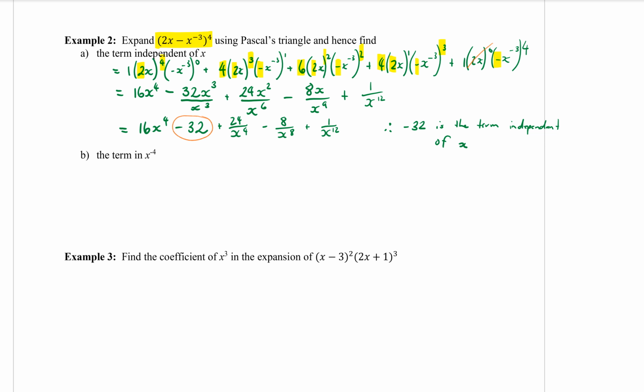Part B says we want to find the term in x to the -4. So x to the -4 is the same as x to a +4 if it's on the bottom of a fraction. We are after the whole term, so that whole term is simply 24 over x to the power of 4, or if you wanted to write it as 24x to the -4. And that's it.